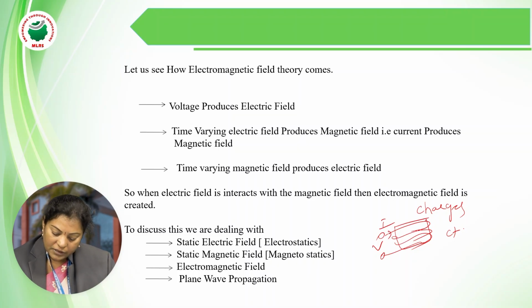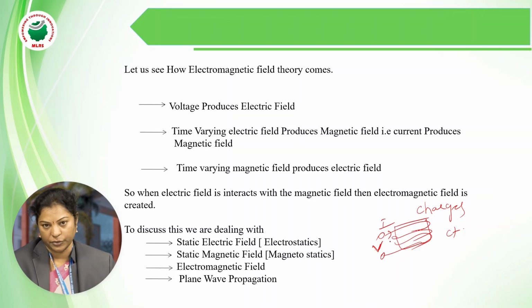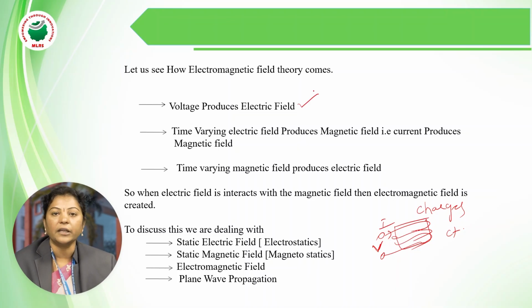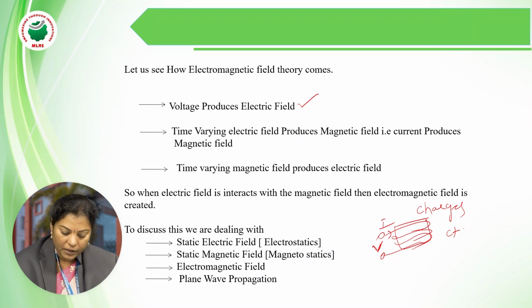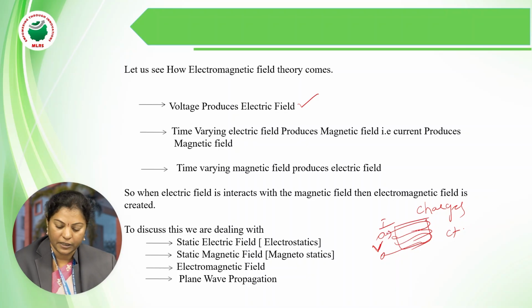This time varying current produces a magnetic field. Why? Because it is a coil. So a magnetic field is created here. What are we applying here? We are applying a voltage. A time varying current produces a magnetic field when we apply a voltage to the particular circuit. Voltage produces an electric field, again a time varying electric field, since we applied a voltage with respect to time. This time varying electric field produces a magnetic field.